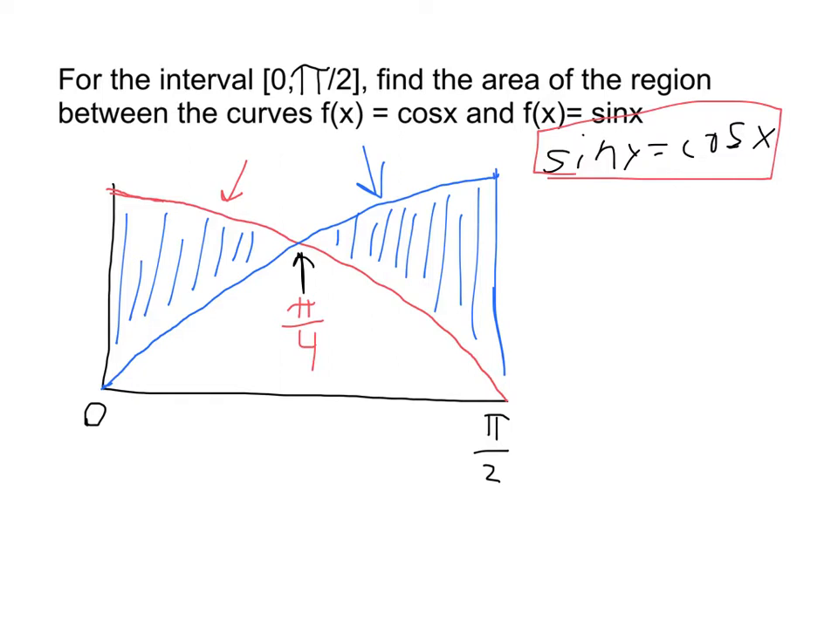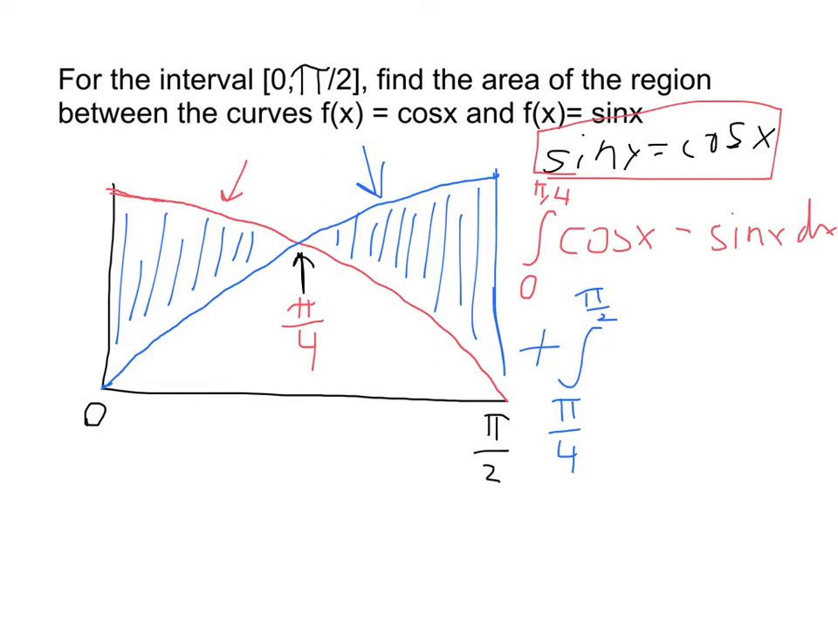So our integral is going to be from 0 to pi fourths the cosine of x minus the sine of x. And then our second integral is going to be from pi fourths to pi halves the sine of x minus the cosine of x.